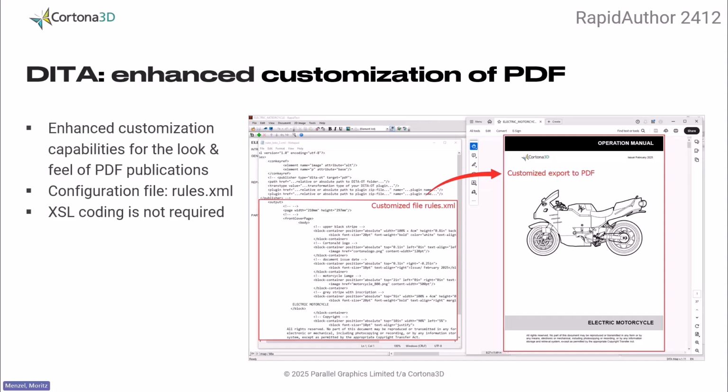The most important customizations can be done much easier than before by editing the configuration file rules.xml. Manual XSL coding is not required here. And corresponding documentation is, of course, included in the Rapid Developer package. On the next two slides, we want to show you some example code and the resulting document changes.